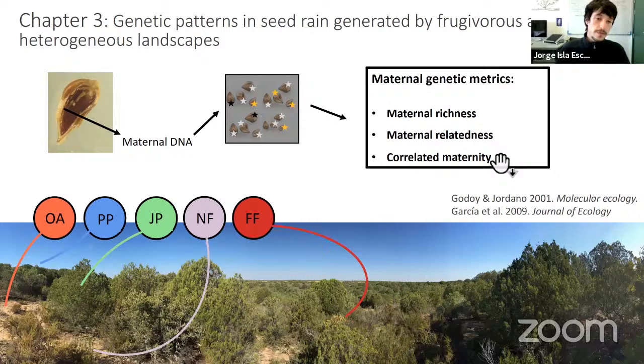And from our objectives, this is useful because the genetic structure generated in the landscape is going to inform us about what the future genetic structure of the population is going to be. And we want to link this future genetic structure to the processes promoted or derived by the frugivory activity.